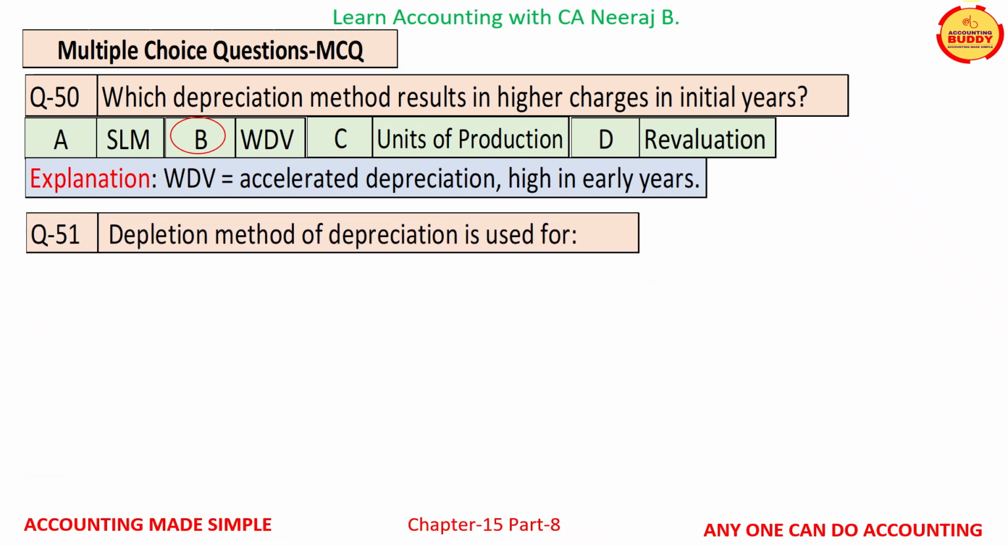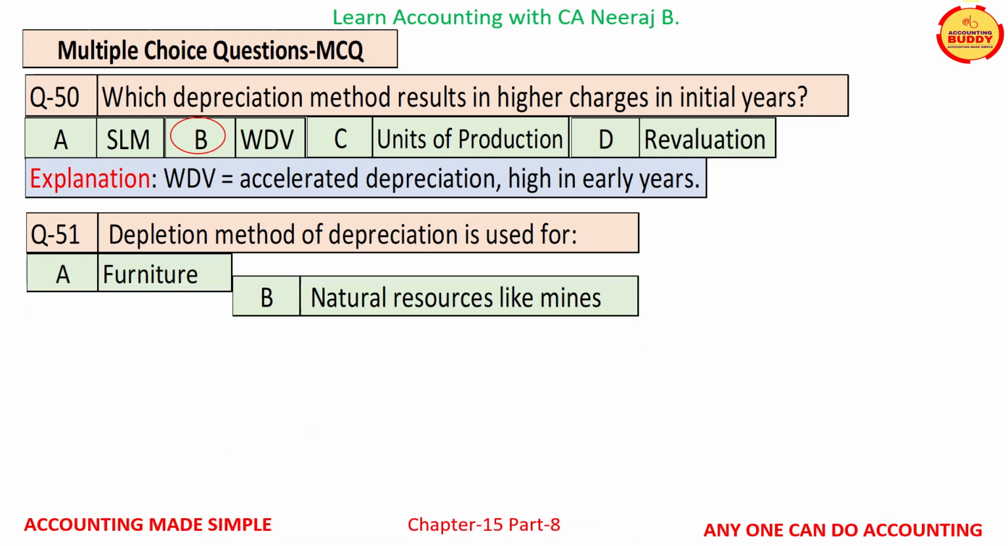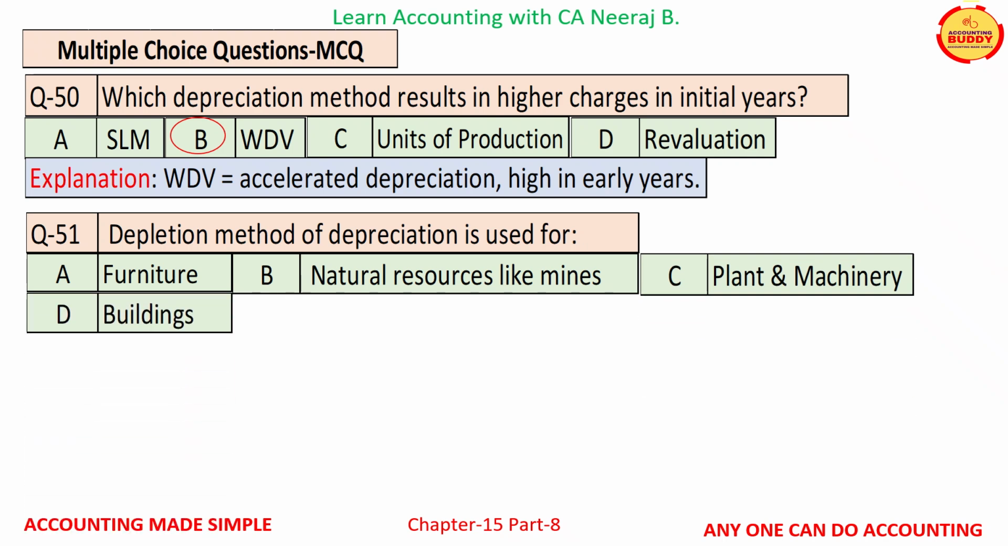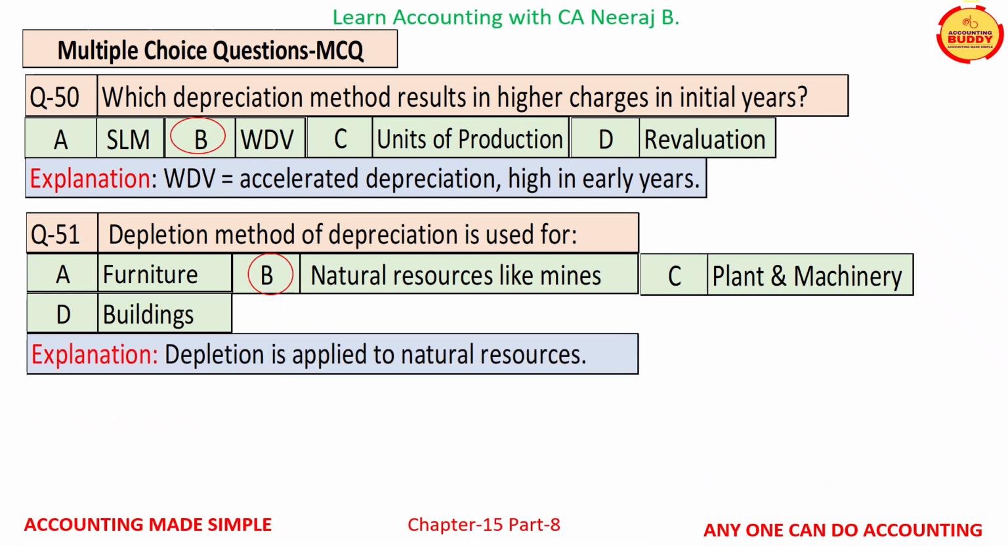Question number 51 is, depletion method of depreciation is used for, and the available options are option A, furniture, option B, natural resources like mines, option C, plant and machinery, and option D, building. And the correct answer is option B, natural resources like mines. Depletion is applied for natural resources.